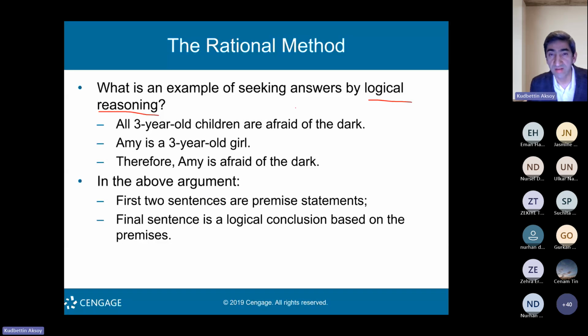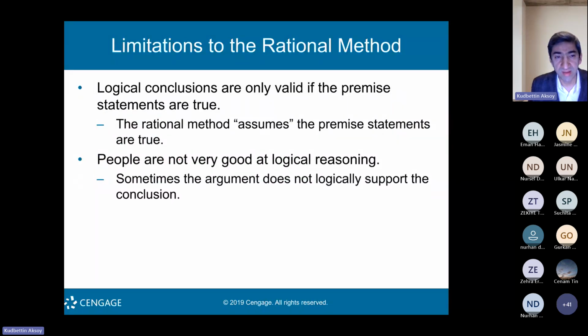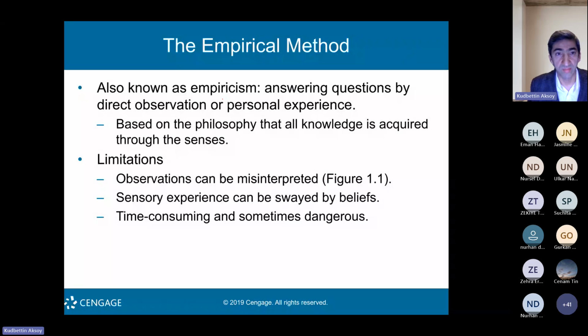Now the problem with the rational method is that you rely on premises. You make some assumptions. You assume your premises are accurate. You assume this statement over here is accurate. If it is, then the remaining ones follow. But as you will see, sometimes we think our premise is accurate, but it turns out to be not. So that's a limitation for the rational method.